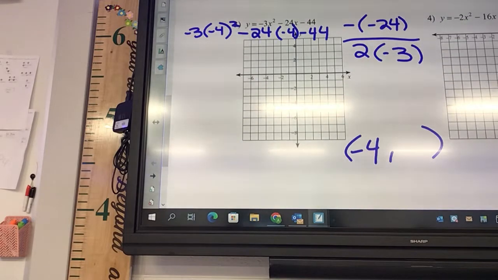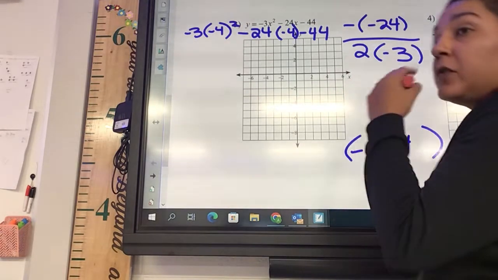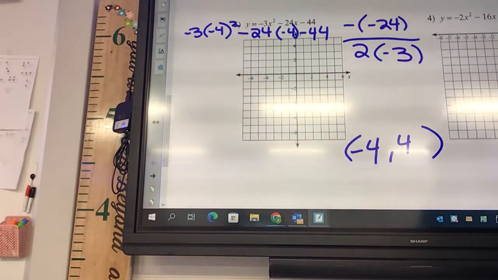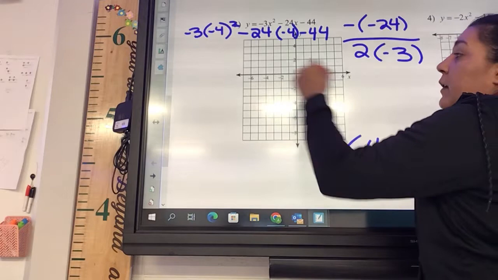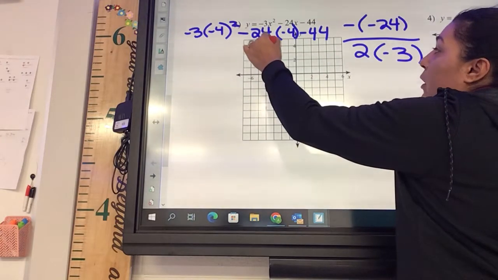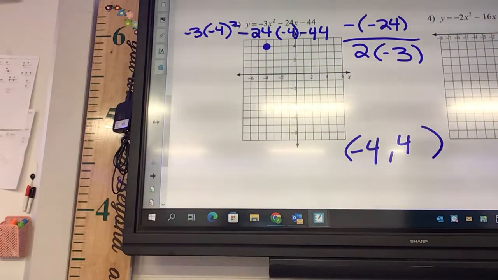Okay, type that in your calculator, see what you get. What'd you get? 4. I got 64, I did something wrong. Make sure you have the squared. Oh, you're right. Okay, so negative 4, 4. Is that going to be on this side or this side? The left. Okay, negative 4, 4. Yep. And then you have to go down, and it's going to go down 1 over 1.